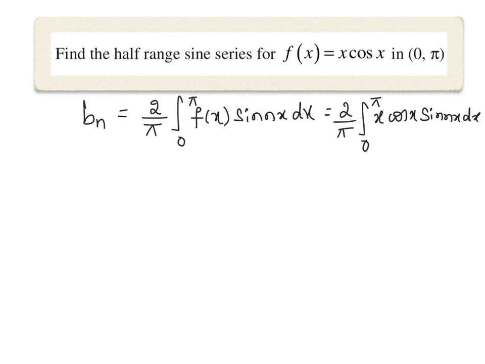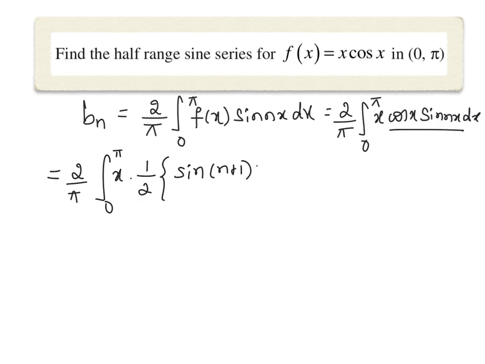For integration, we need to simplify this sine nx into cos x using the transformation formula. So that is written as 2 by pi integral 0 to pi x keeping as it is, and sine a cos b is 1 by 2 of sine of a plus b, that is sine of n plus 1 into x, plus sine of a minus b, sine of n minus 1 into x, then with respect to x. Next, this 2 gets cancelled.